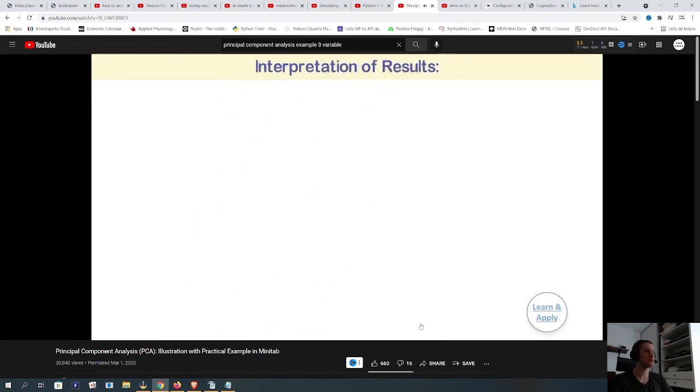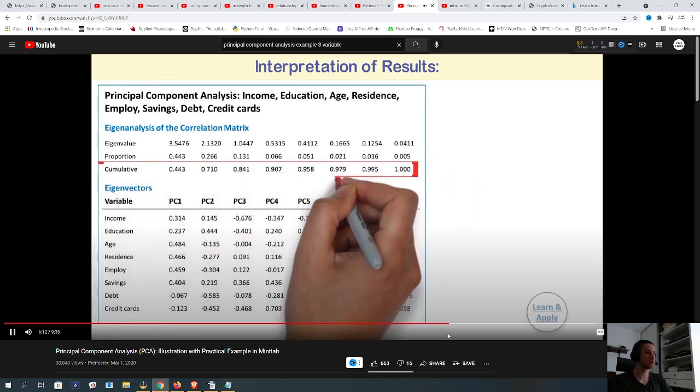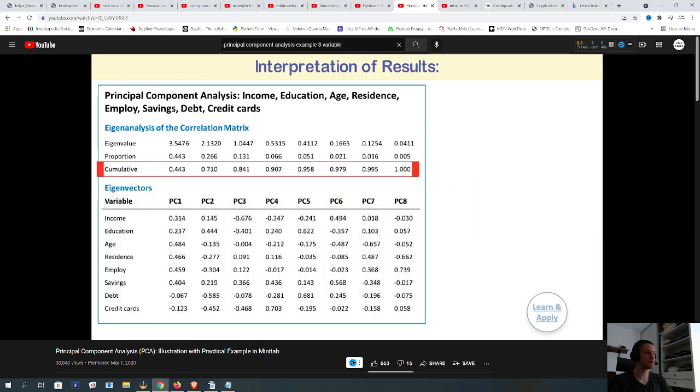Interpretation of results. In these results, use the cumulative proportion to determine the amount of variance that the principal components explain. Retain the principal components that explain an acceptable level of variance. The acceptable level depends on your application. For descriptive purposes, you may only need 80% of the variance explained. However, if you want to perform other analysis on the data, you may want to have at least 90% of the variance explained by the principal components.